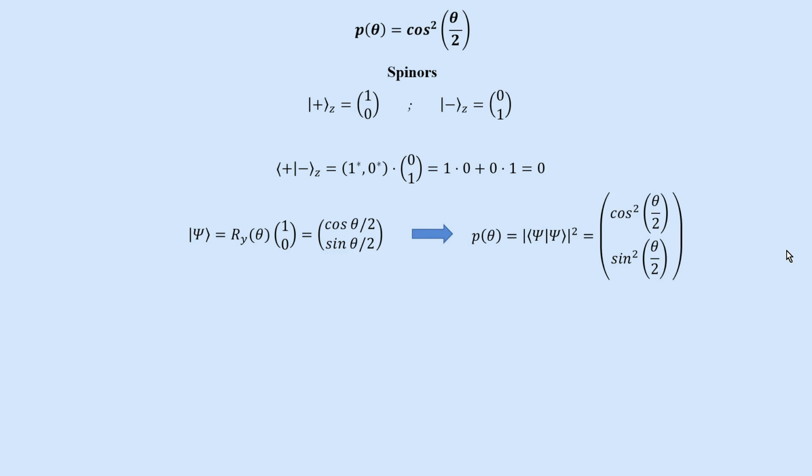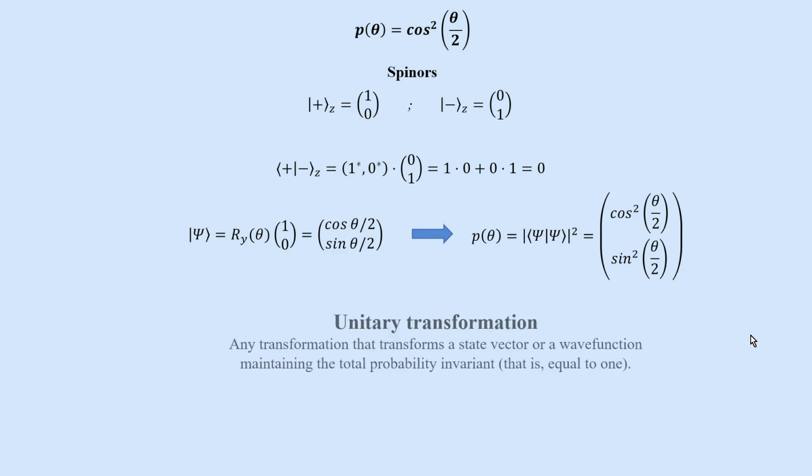The sum of the squared sine and cosine functions always gives, independently of the angle, 1. Well, this is a usual algebraic identity. The cosine squared plus sine squared is always equal to 1. That is certainty, as it should be, because it sums up over all possible outcomes. That is also why any transformation that transforms a state vector or a wave function while maintaining the total probability invariant, equal to 1, goes by the name of unitary transformation.